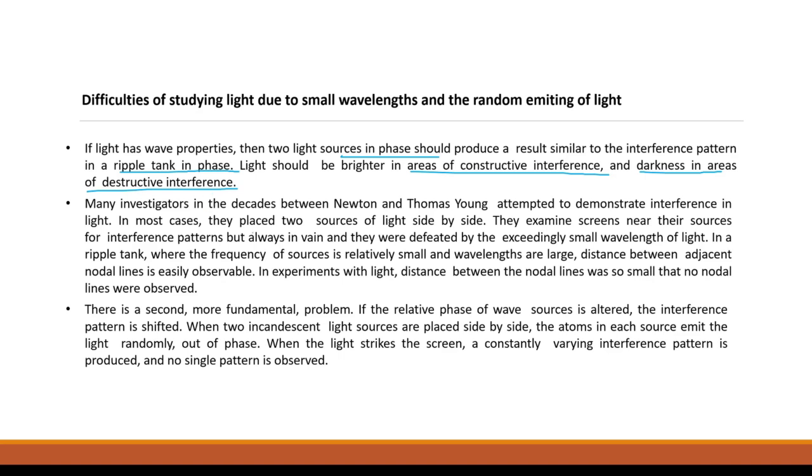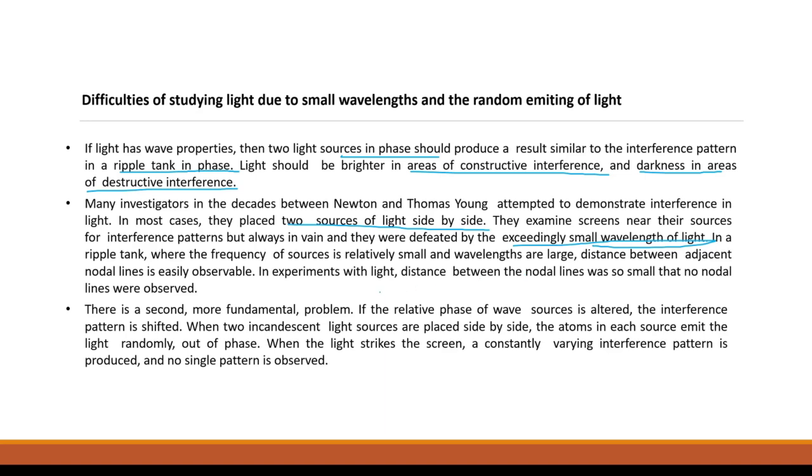However, many investigators in the decades between Newton and Thomas Young attempted to demonstrate interference in light. In most cases, they placed two sources of light side by side. They examined screens near their sources for interference patterns, but they were always in vain, and they were defeated by the exceedingly small wavelength of light.